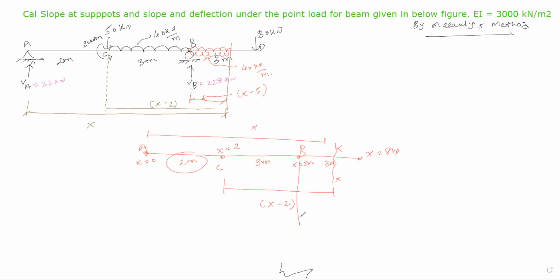Similarly, from point B, this distance is nothing but total x. Again, the total distance is x. I have removed this distance, that is nothing but 5 meter. So my distance is nothing but x minus 5. Is it okay? Please confirm me in chat box. Okay, fine. So let me calculate Mx first of all.